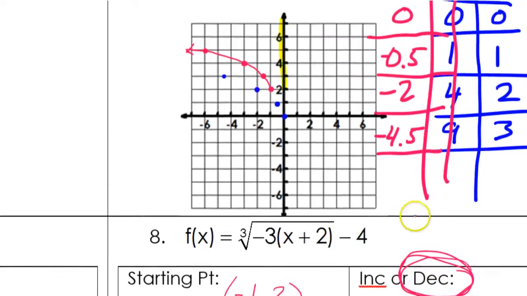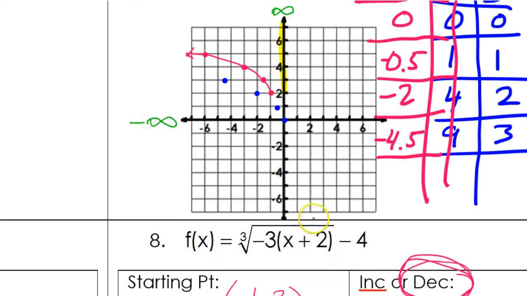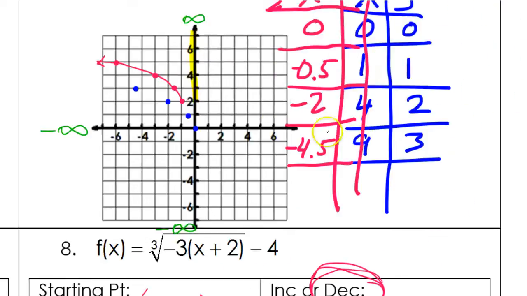Okay. So remember, when you're talking about these infinities, there are 4 infinities floating around this graph. I'm going to put an infinity right here. What kind of infinity am I going to put up there? That's positive infinity. What kind of infinity am I going to put here? Negative infinity, because it's to the left. What about down here? That's negative infinity. And what about over here? That's positive infinity. So I have 2 positive infinities and 2 negative infinities.